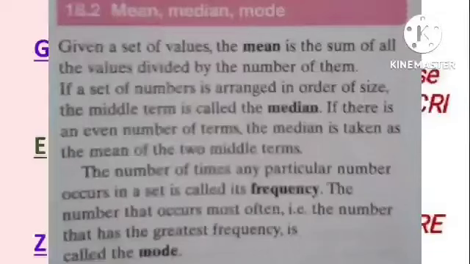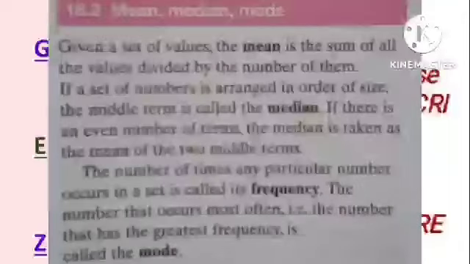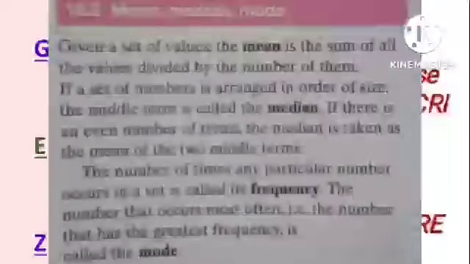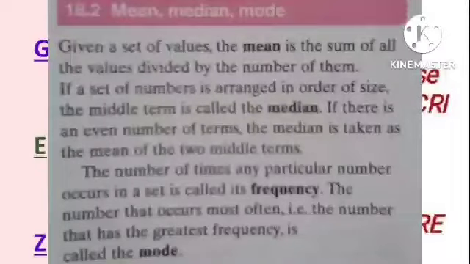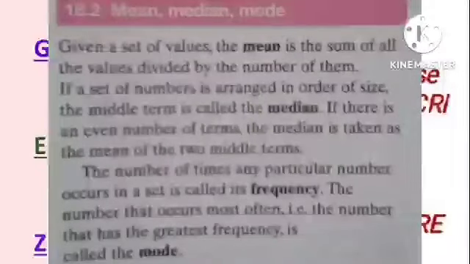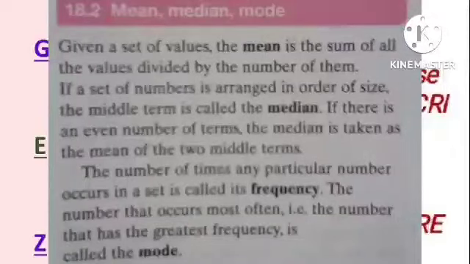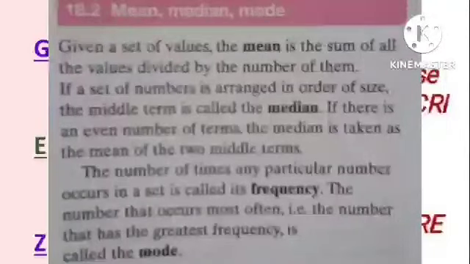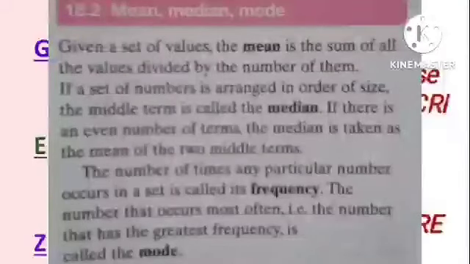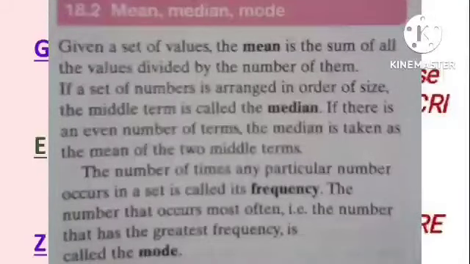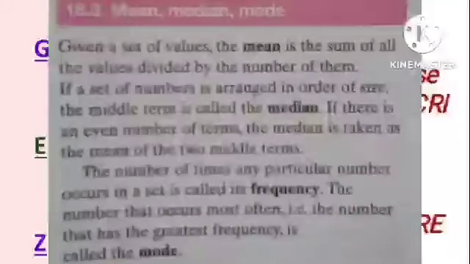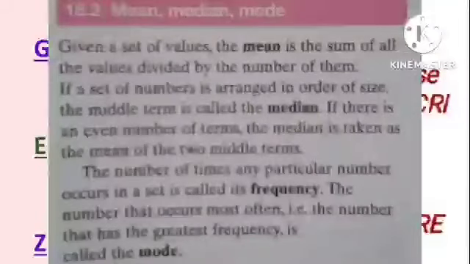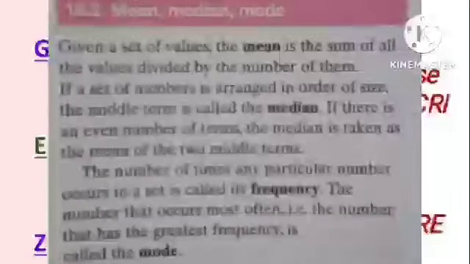Moments ago, I was talking about the modal class. So now let's kick off from there and talk about the mean, median, and mode. Given a set of values, the mean is the sum of all the values divided by the number of them. If a set of numbers is arranged in order of size, then the middle term is called the median. If there is an even number of terms, the median is taken as the mean of the 2 middle terms. So basically that means you add the 2 middle terms and divide by 2.